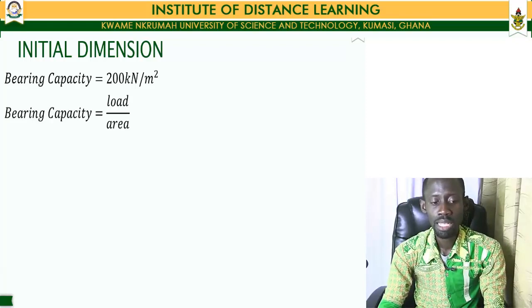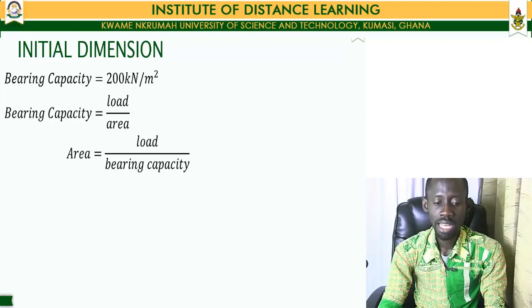From basic physics, we know that our bearing capacity is equal to the load divided by the area over which the load is being applied. Now, making the area the subject of our equation will yield a formula of area being equal to our load divided by our bearing capacity.